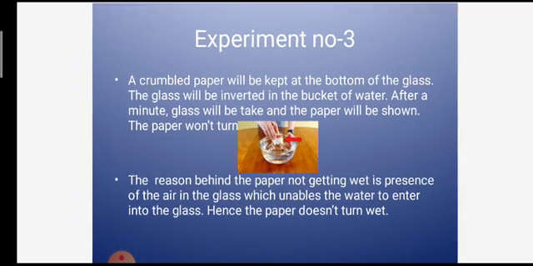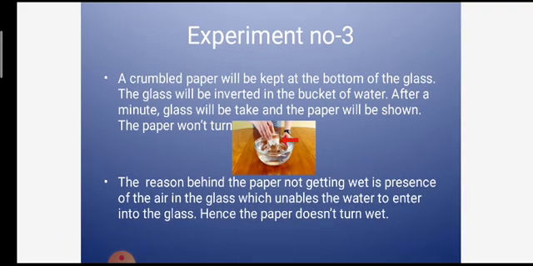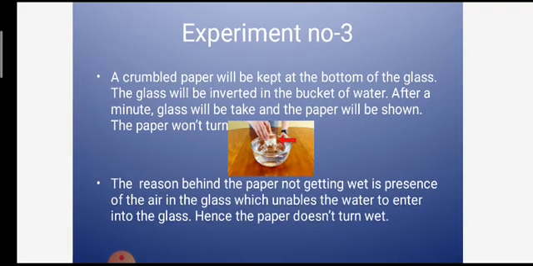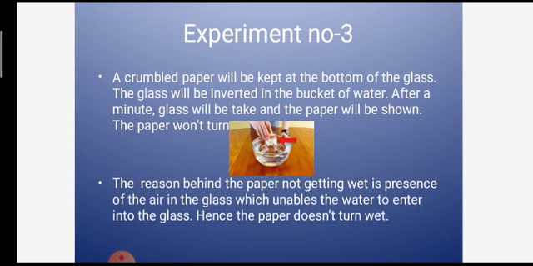What you are doing here, we are crumpling the paper. A crumpled paper will be kept at the bottom of the glass. We are taking one glass, we are crumpling the paper and putting it at the bottom of the glass. Now the glass will be inverted in a bucket of water. After a few minutes, the glass will be taken up and the paper will be shown.